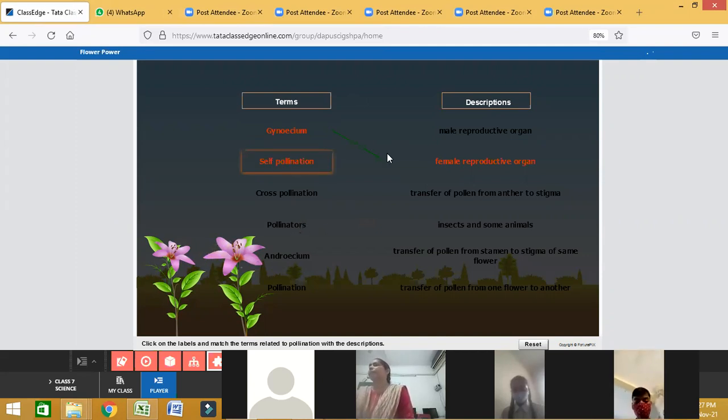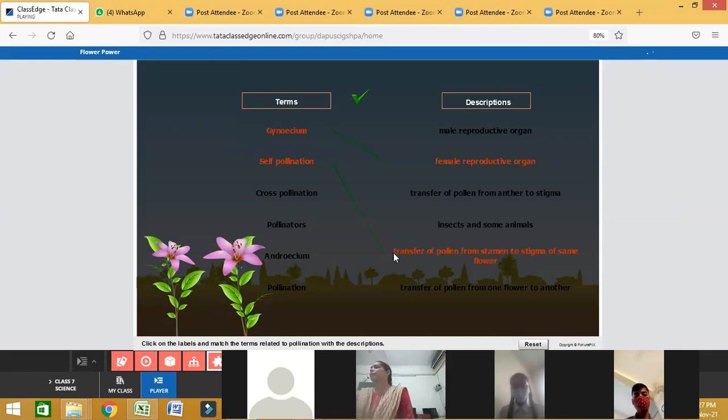Tanmay, tell me. Transfer of pollen from anther to stigma of the same flower. Is it correct? Try again. No. Tell me the correct answer. Sachi? The transfer of pollen from stamen to stigma. Okay, good. The transfer of pollen from stamen to stigma of the same flower. This is self-pollination. Same flower. Here it is very necessary, same flower.